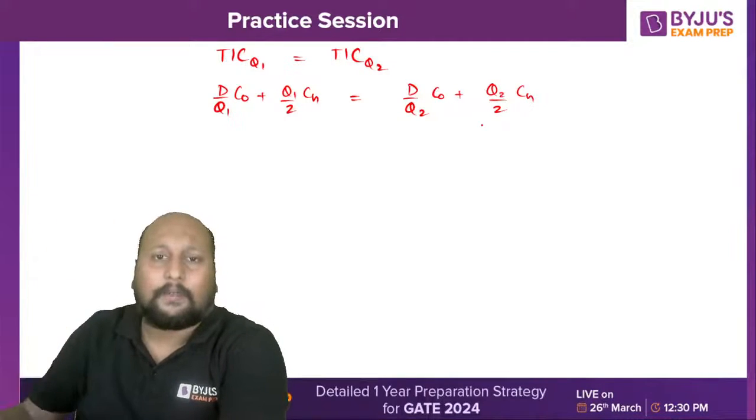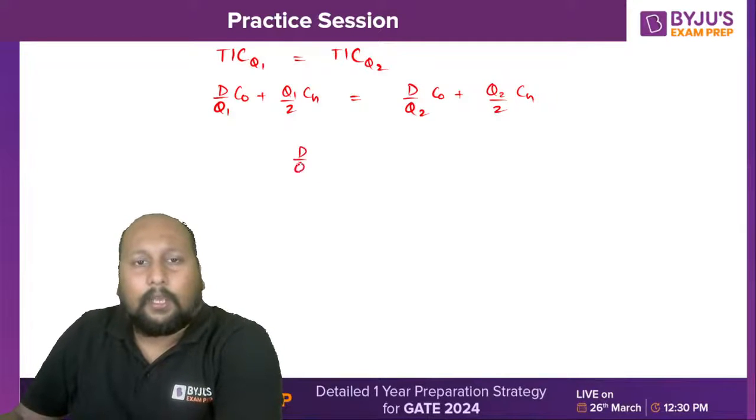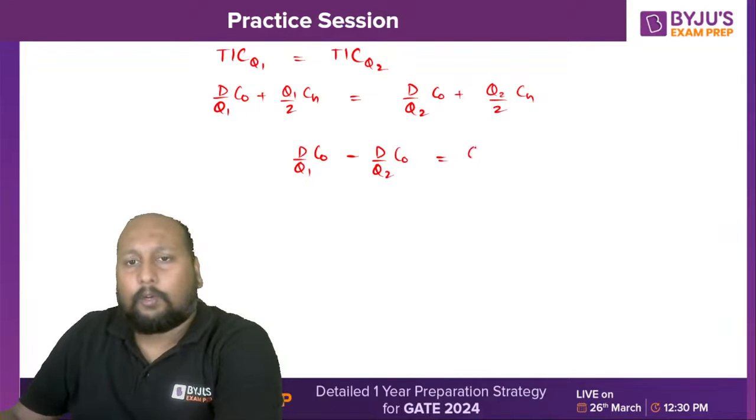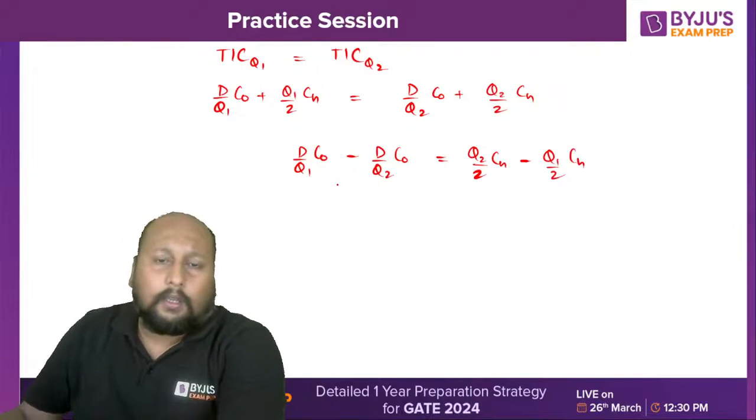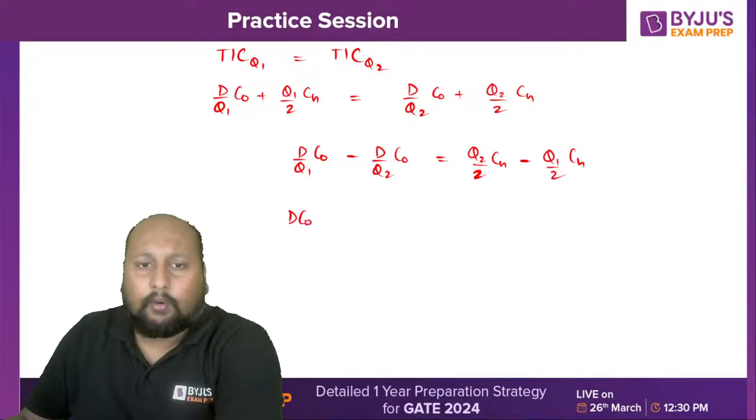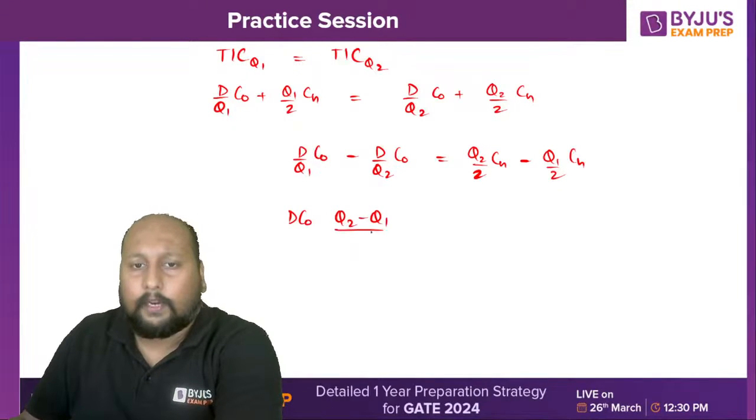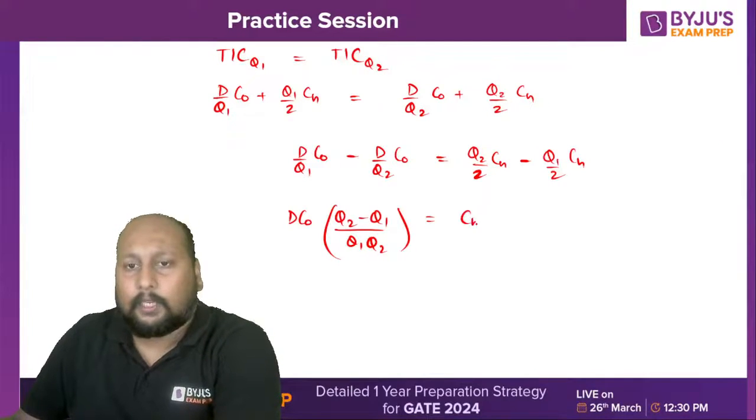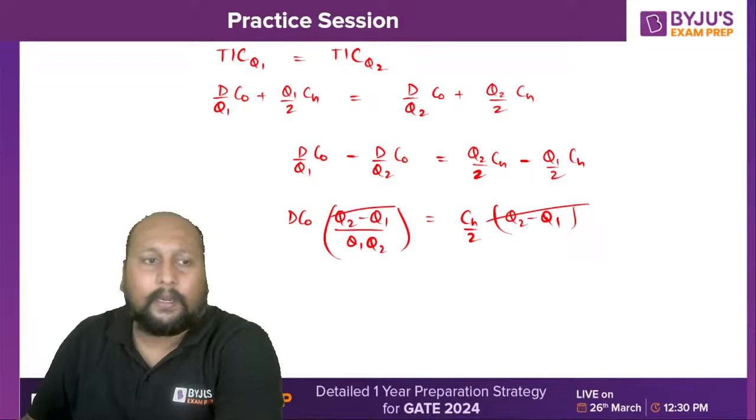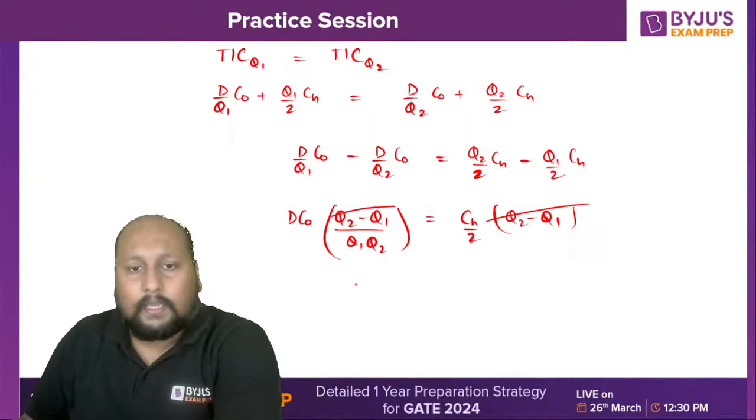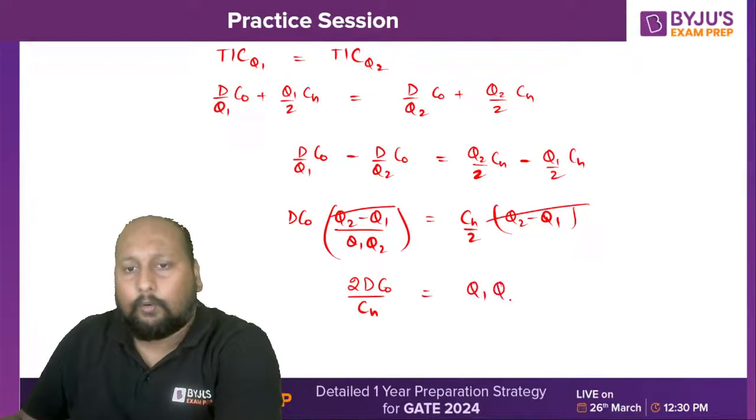Taking the similar terms on one side, I can say D by Q1 into CO minus D by Q2 into CO is equal to Q2 by 2 into CH minus Q1 by 2 into CH. Taking DCO common, this will be Q2 minus Q1 divided by Q1 Q2, right? It is equal to, taking CH by 2 as common, Q2 minus Q1. So can we just say the numerator part will be cancelled out directly? If this is cancelled out, I can say 2DCO by CH is equal to Q1 into Q2.